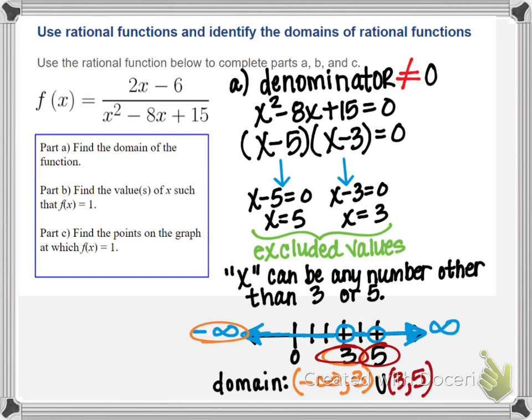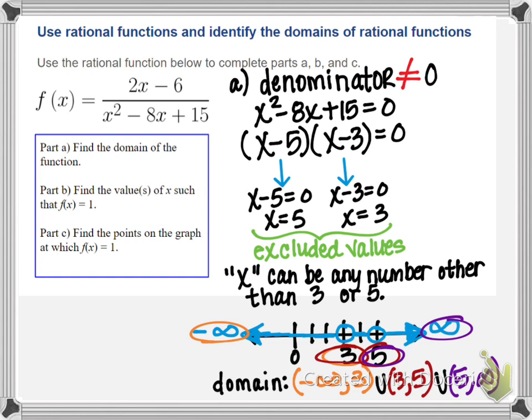Then I jump over the number 5 and I start on the right side of 5, like 5.1 or maybe 5.01. And I can go all the way to the right towards positive infinity. So my third part of my domain is 5 to infinity. My domain has 3 parts. The first part of the interval notation is negative infinity to 3. Then we have union. Then we have 3 to 5. Then we have union again. And then we have 5 to infinity.